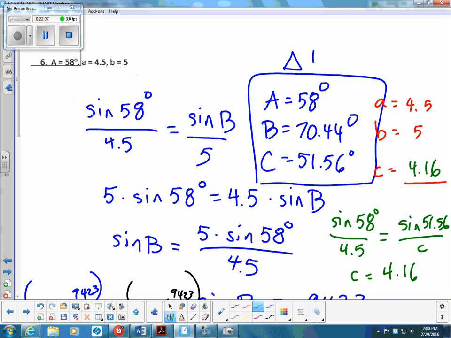Do people agree with that? Independent confirmation from somewhere else in the room. I got 4.5. You got 4.5? 4.49. That's a problem. All right, so let's check this then. We want to do 4.5 times sine of 51.56.